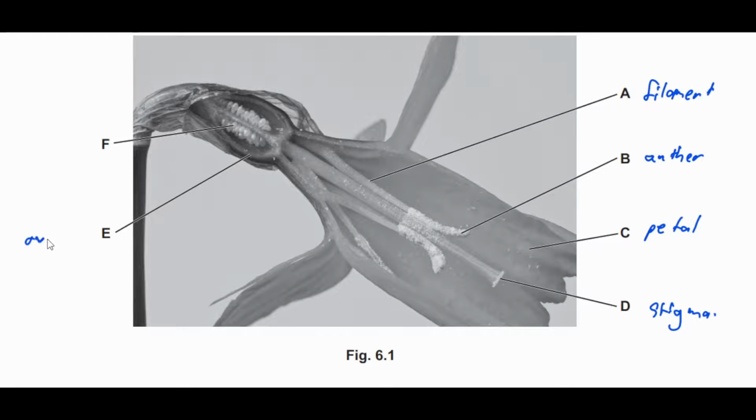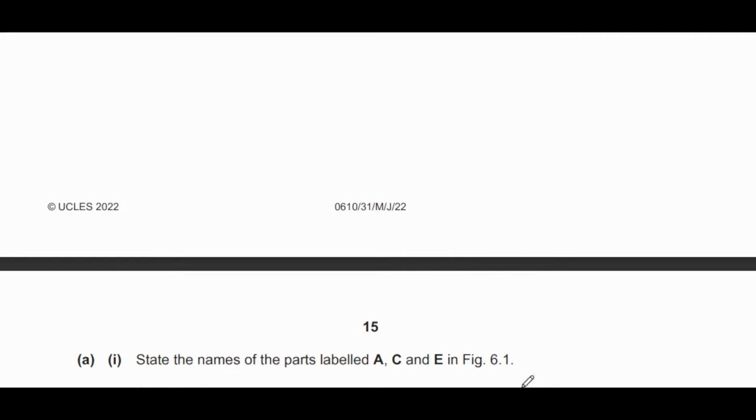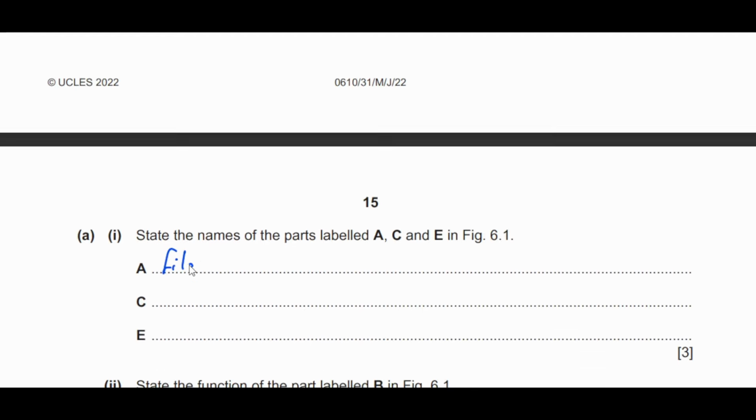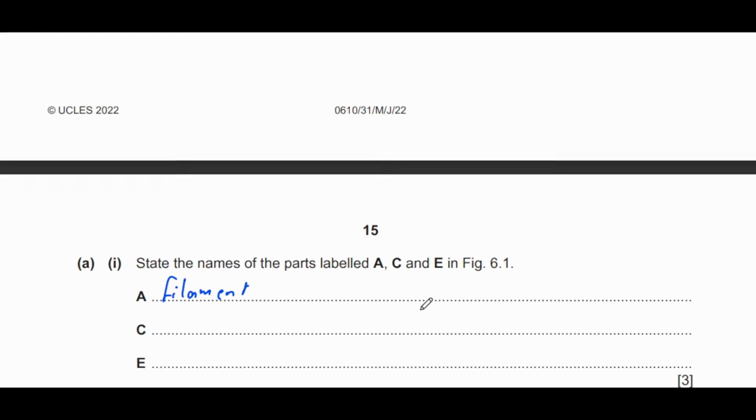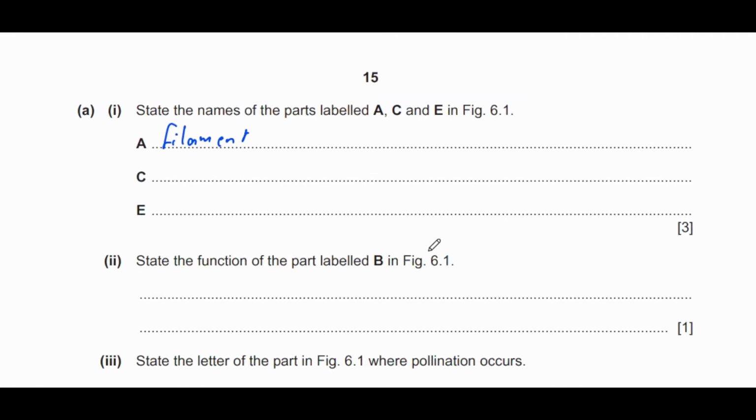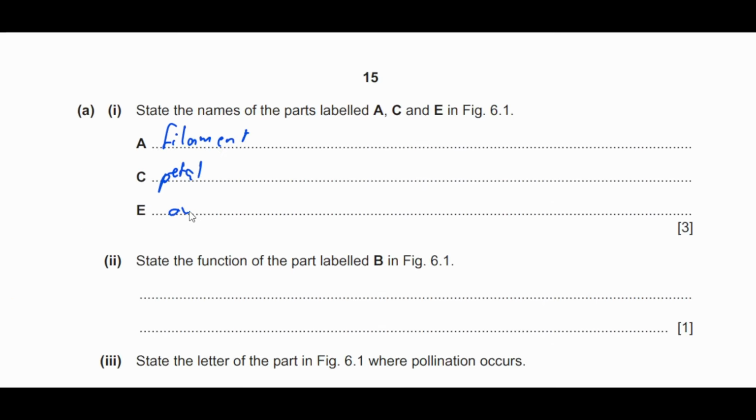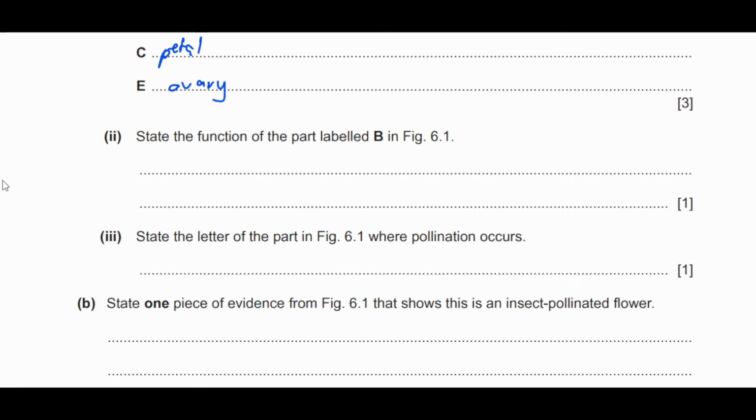And E is the ovary, and F is the ovule, right? So the ovary will develop into a fruit. The ovule will be the seeds. Okay. So what is A? A is a filament. What is C? C is a petal. And finally, what is E? E is the ovary. Nice.